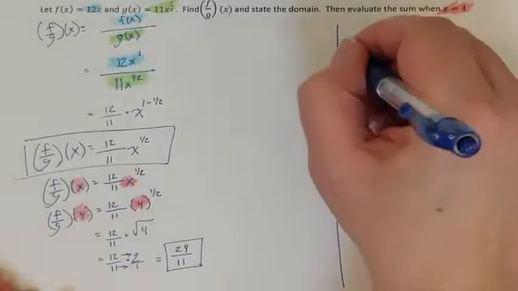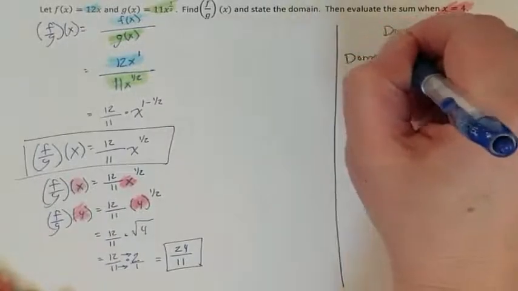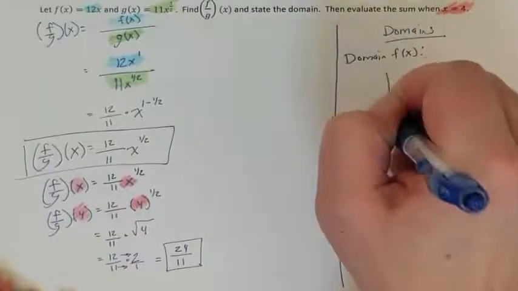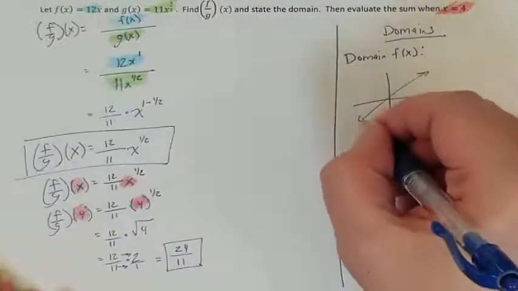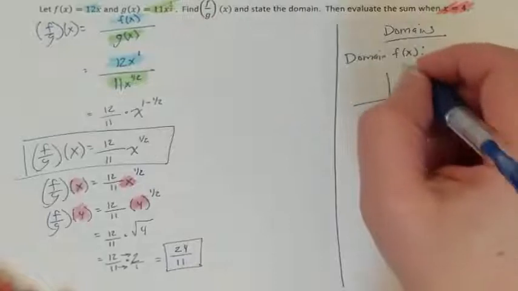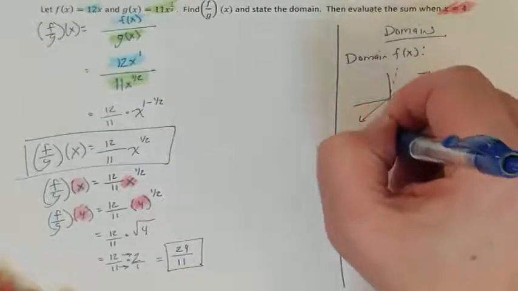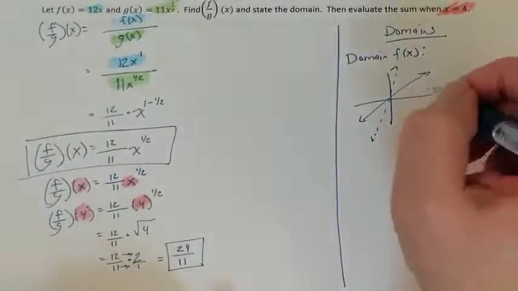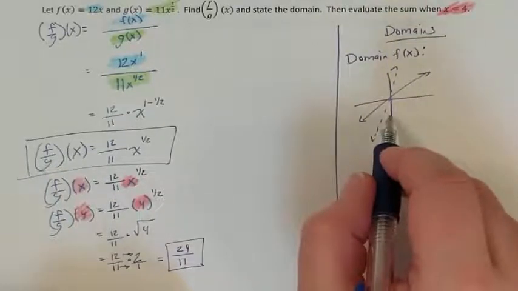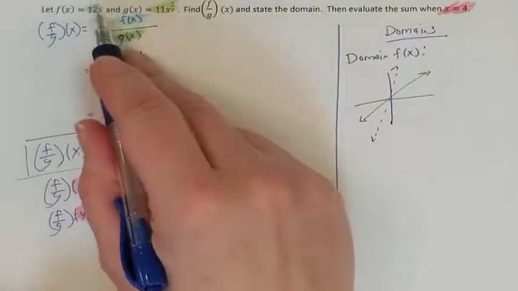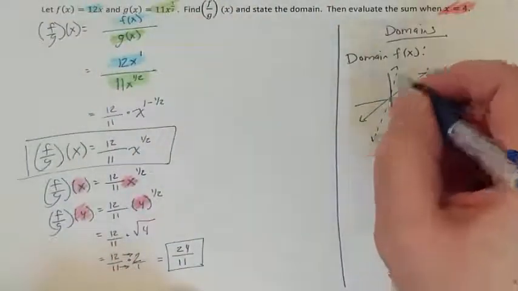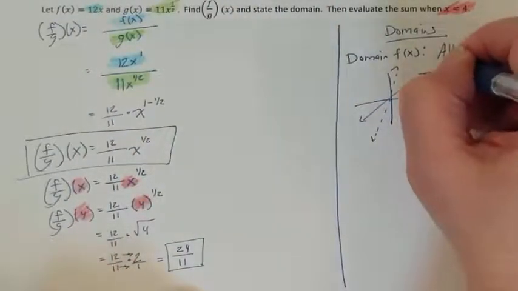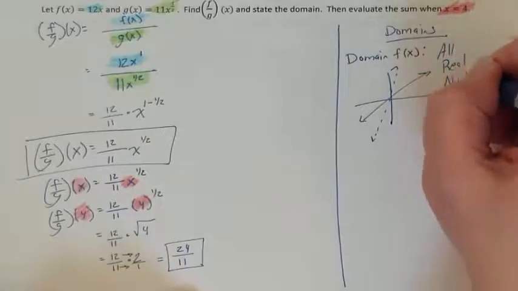Now let's look at our domains. First, I'm supposed to look at the domain of f of x. F of x is a vertical line. Here's the parent of just y equals x. This is vertically stretched by 12. It's not moving left, right, up, or down. And how do I know that? It's because there's no adding or subtracting on either the inside or the outside. So I still go forever left and forever right. So my domain is going to be all real numbers.